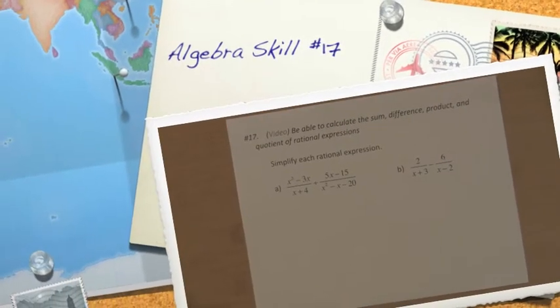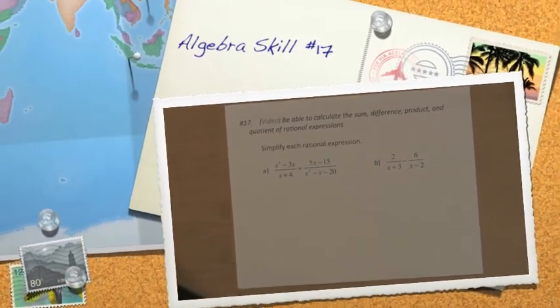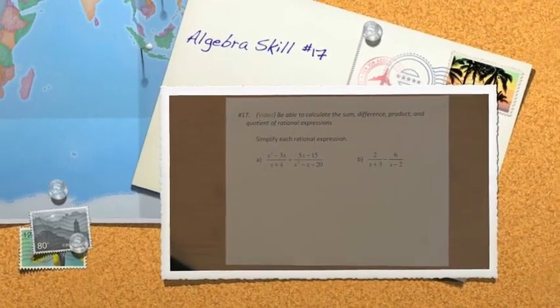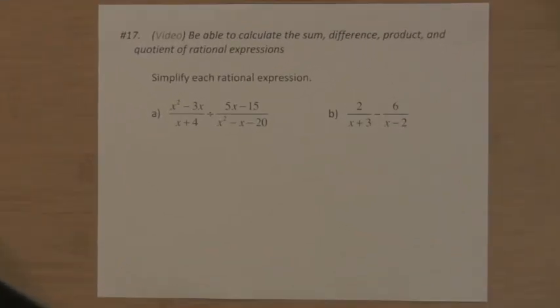Alright, skill 17 is finding some difference, product, and quotient of rational expressions, which more or less means you have basic fraction operations with variables thrown in, and you want to do the math. So the first one is dividing two fractions.